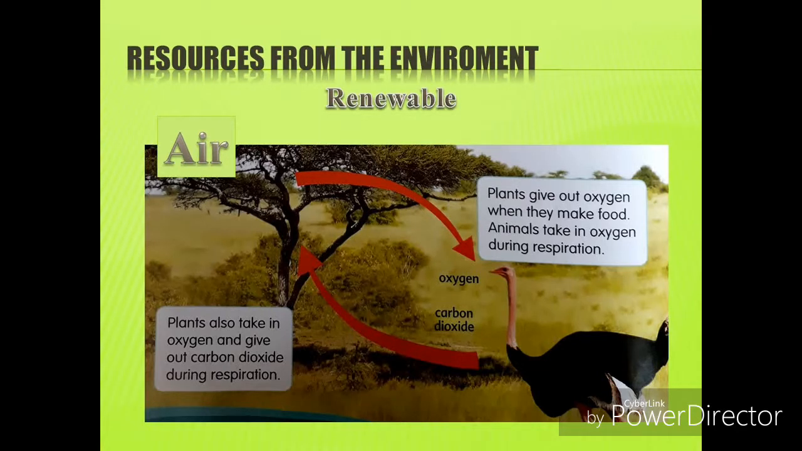Here we have the first example, that is the air. The air is renewable because the plants give out oxygen when they make food, and the animals take it in during respiration. And when this process finishes, they give out carbon dioxide, which is needed by the plants to create their own food.